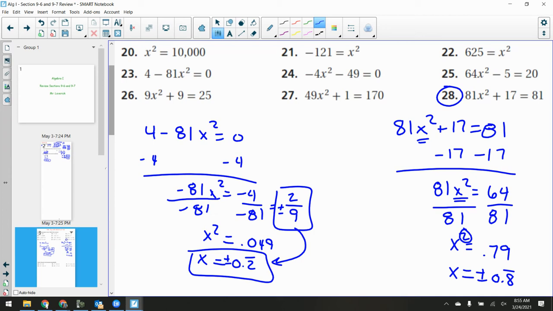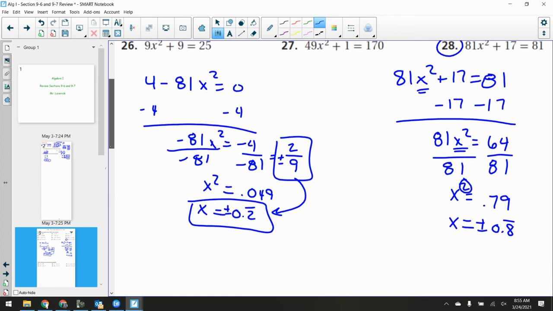Like 0.5 repeating is 5/9. 0.6 repeating is 6/9. 0.7 repeating is 7/9. That's just the way it works out. If you divide it, it's just a repeating decimal like that.